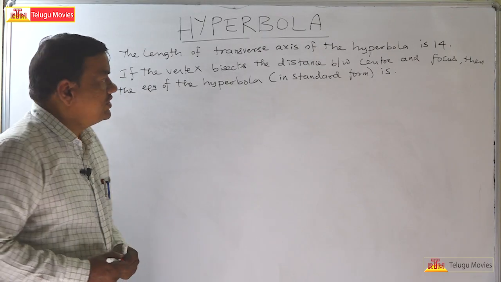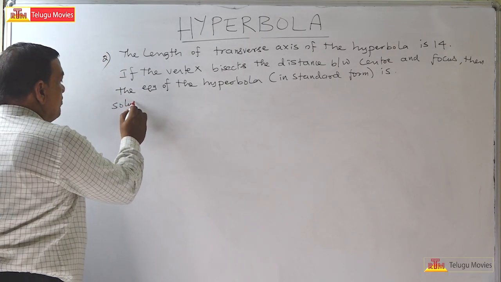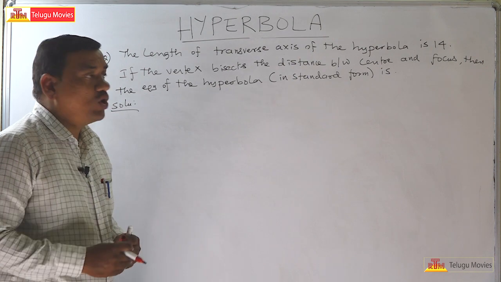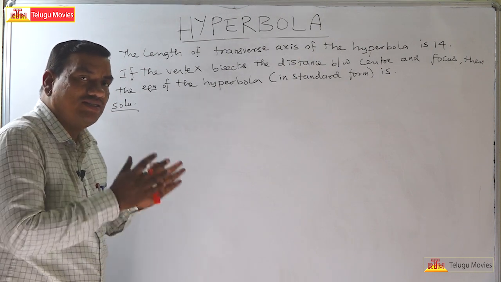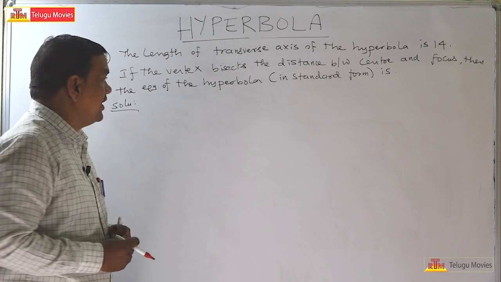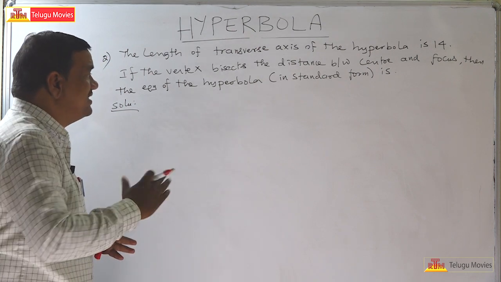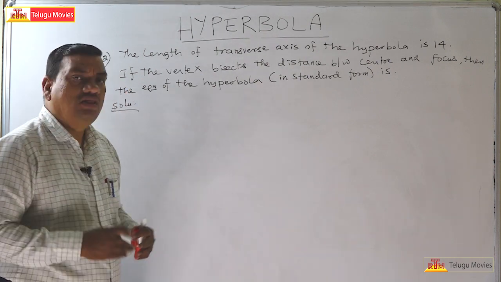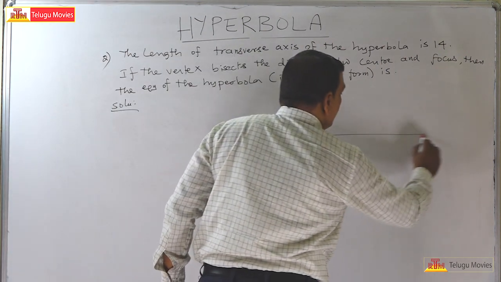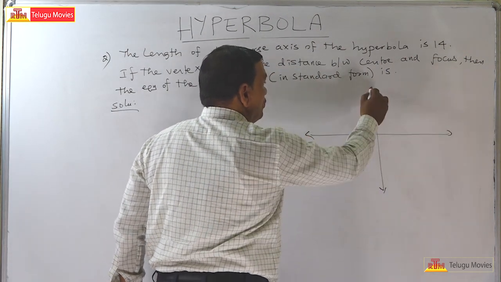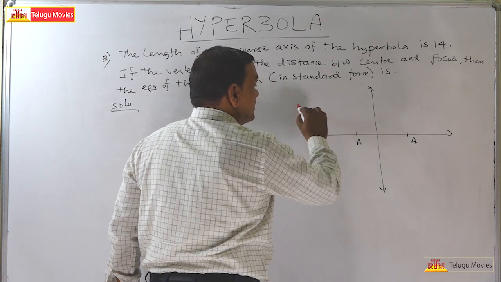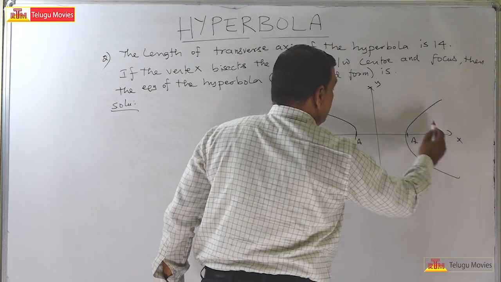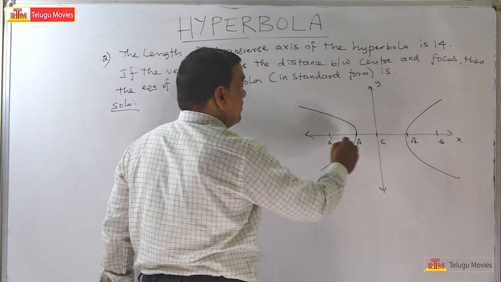Dear students, welcome to this problem. This is also a very basic level question. The length of the transverse axis of the hyperbola is 14. If the vertex bisects the distance between the center and focus, then the equation of the hyperbola in the standard form is. In the standard form, we take the hyperbola like this, with the vertices lying on the x axis. This is a focus, this is the center, and this is another focus, another vertex.